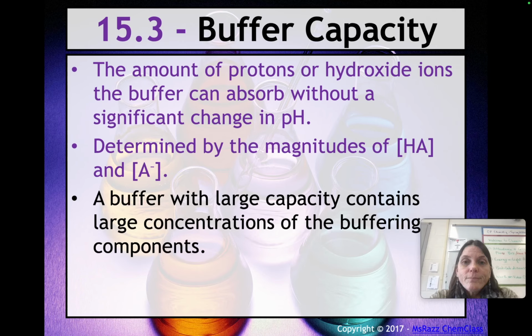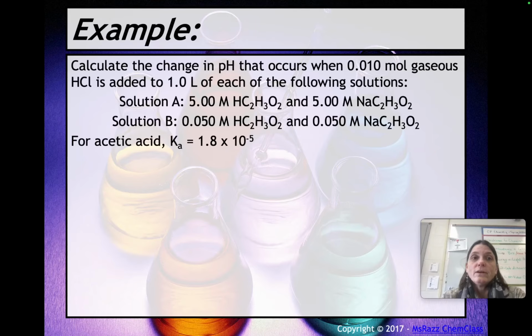So a buffer's pH is determined by the pKa of the acid. A buffer with a small capacity still works as a buffer, it just doesn't last as long. It doesn't allow you to add as much acid or base without a significant change.